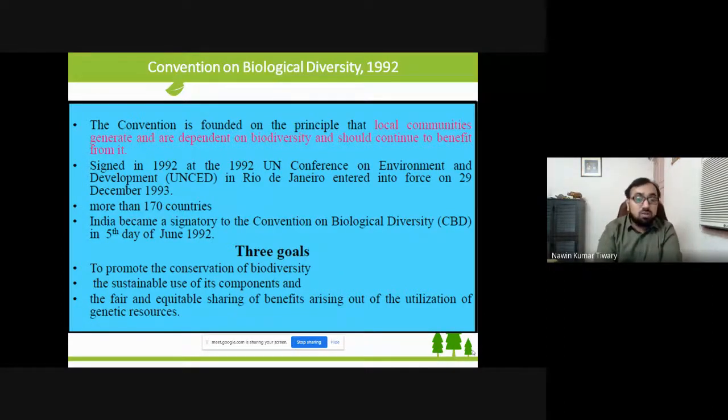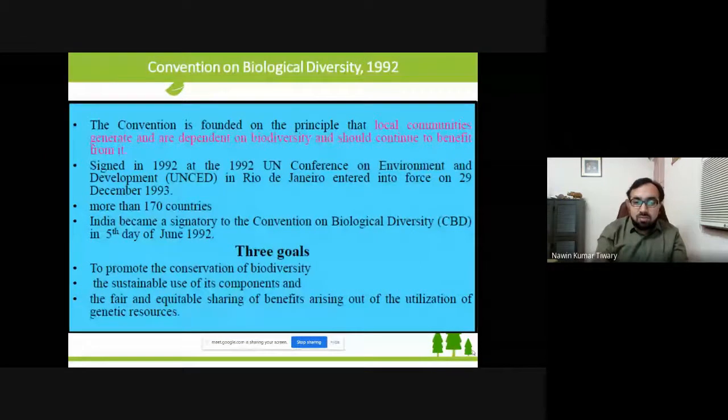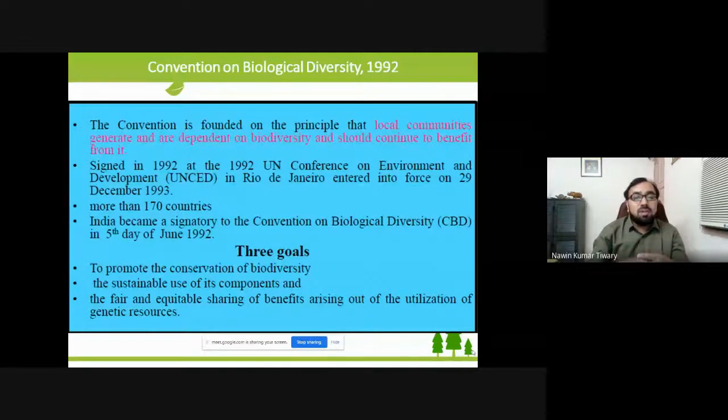Now, the most important goal was to promote the conservation of biodiversity, then the sustainable use of its components, because we all knew that a large portion of biodiversity is actually consumed in the form of food, the food that we eat. So it is important to ensure that we are doing that in a sustainable way. We will see very soon how we are left with only a few food crops in the world that we can consume, and a large number of food crops are actually lost.